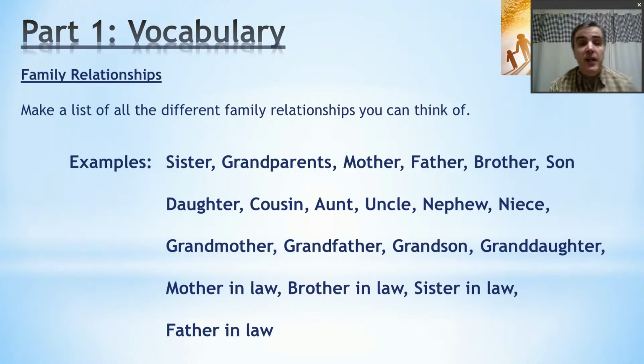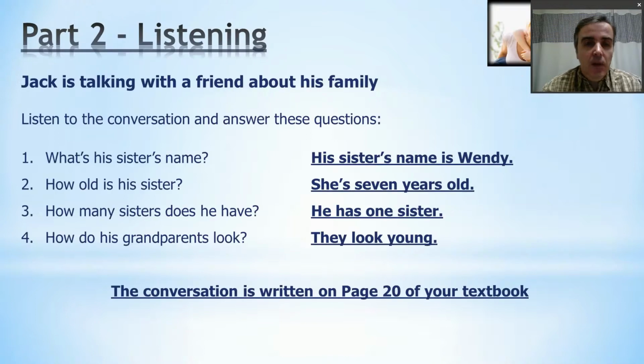Part 1, vocabulary. Here I've just made a list of all the words I could think of to describe family relationships. Maybe these can be useful for you to look back on. So I've made my list: sister, grandparents, mother, father, brother, son, daughter, cousin, aunt, uncle, nephew, niece, grandmother, grandfather, grandson, granddaughter, mother-in-law, brother-in-law, sister-in-law, father-in-law. So I think these were the most commonly used ones. So you may find this useful.